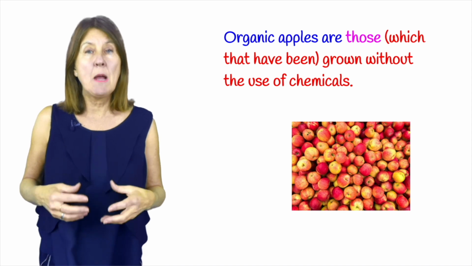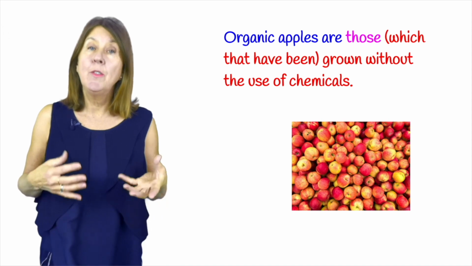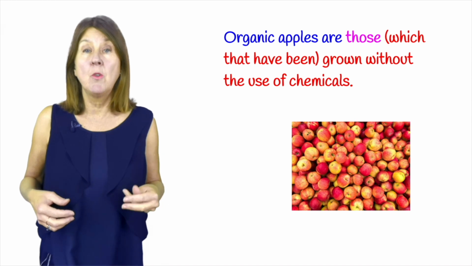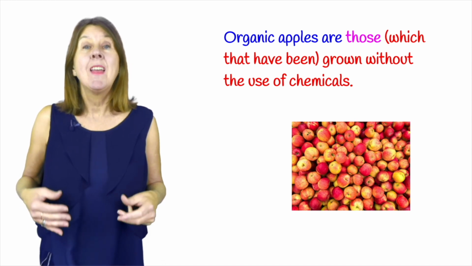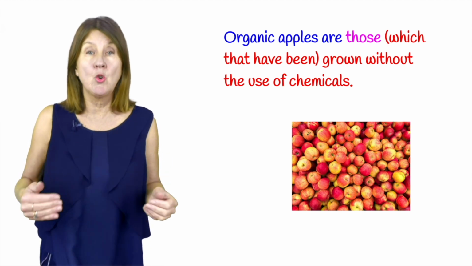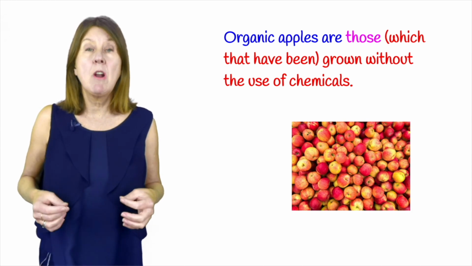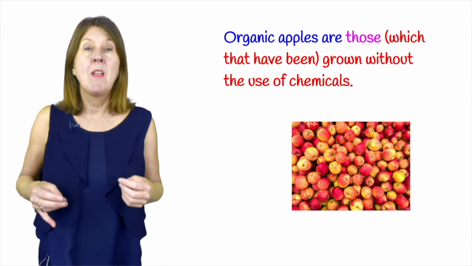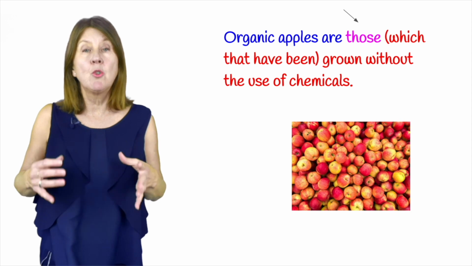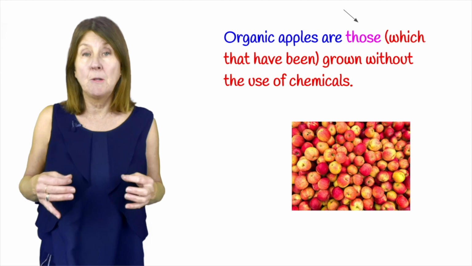Or, organic apples are those which or that have been grown without the use of chemicals. The relative clause is which or that have been grown without the use of chemicals. It provides additional information about the noun apples in the main clause. It starts with the relative pronoun which or that and describes a specific type of apple, those that have been grown without the use of chemicals. This relative clause helps define and specify the organic apples being referred to.